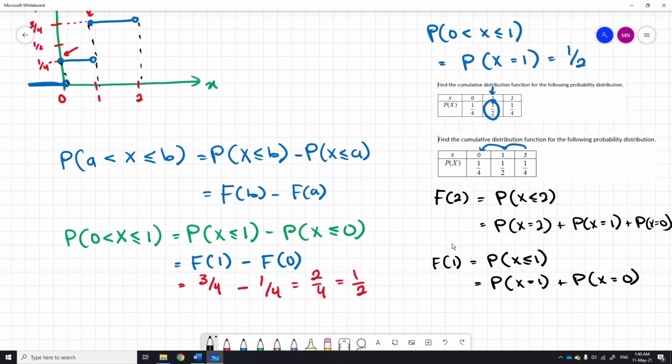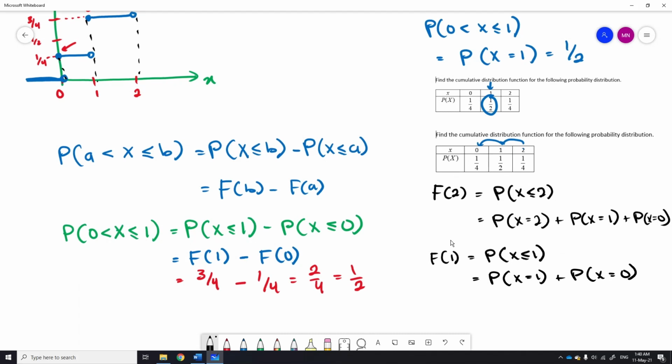That is why it is called cumulative, because it adds up all of the previous data. F(0) means the probability of x less than or equal to 0. That is just equal to the probability of x equal to 0, because we don't have any other value that is less than 0.